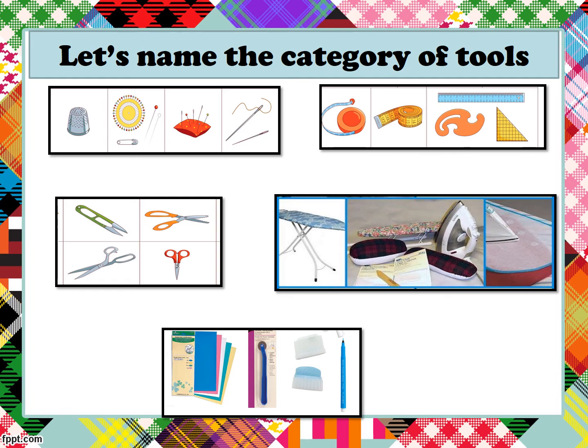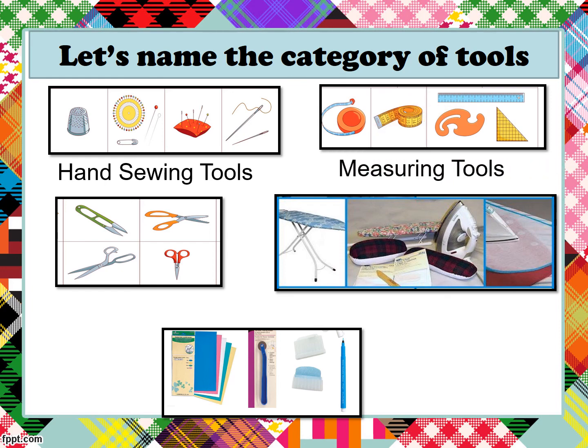Now the first one, when you look in the first one, what type of tools are they? What category? Did somebody say hand sewing tools? Yes, you are correct. We look at this. We're now going to look at this set of tools. What type of tools are these? You have a tape measure, you have a ruler. Did somebody say measuring tools? You are correct.